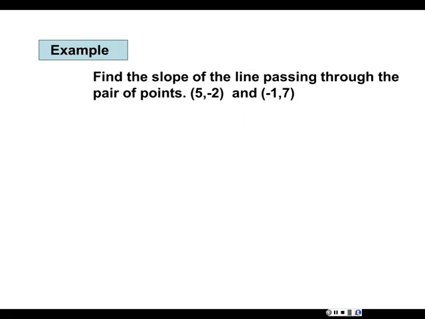Now, let's try one example here and see whether we can find the slope. As long as you have 2 points, you should be fine, right? It doesn't matter which one you assume is x1, y1, and which one you assume is x2, y2. See whether you can find the slope for this line. There are 2 points: (5, 2) and (negative 1, 7).